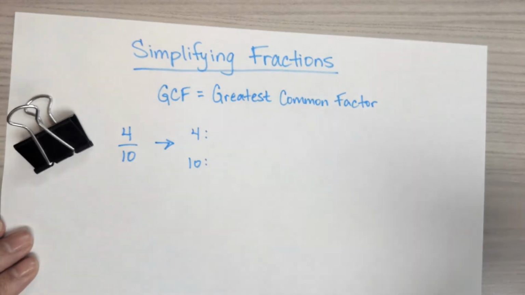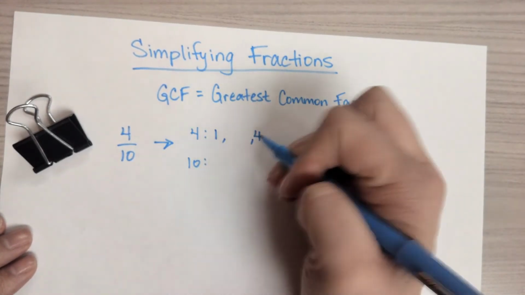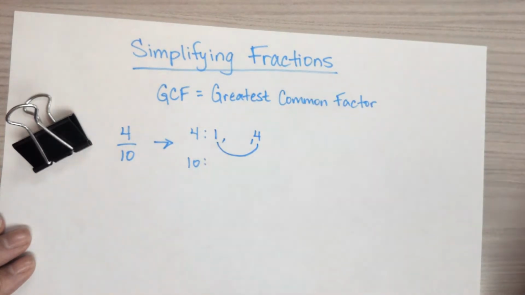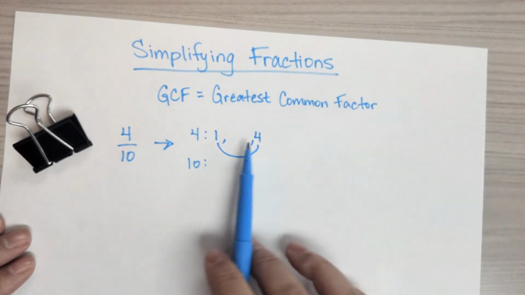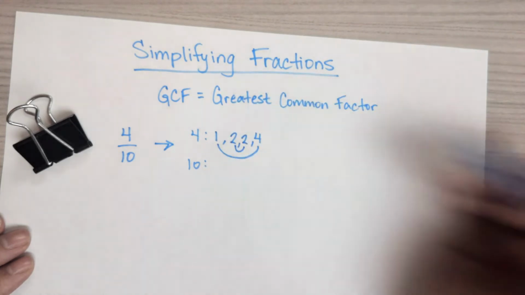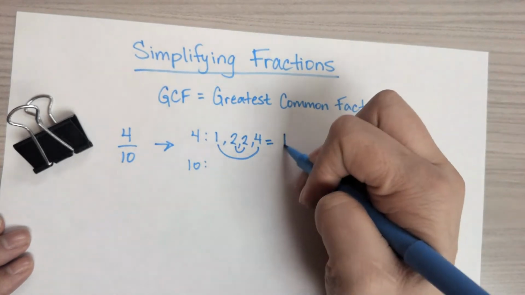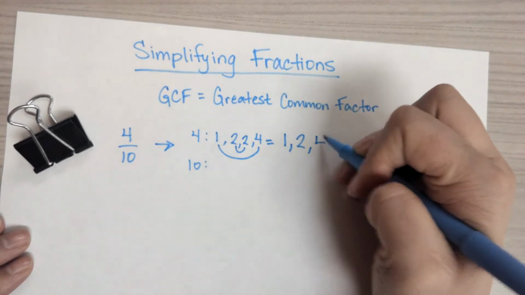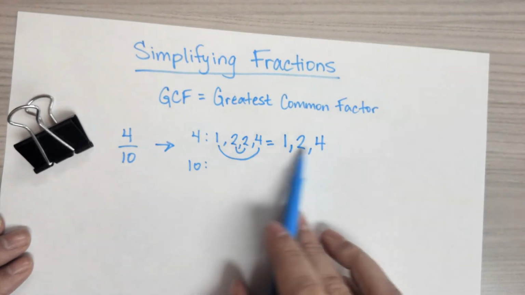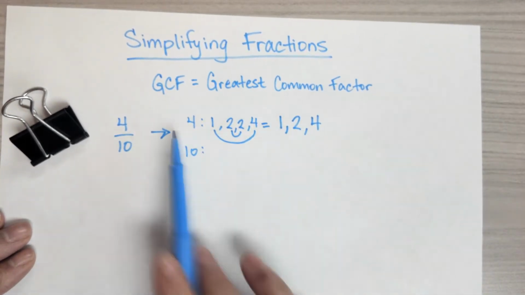In order to get 4, you would multiply 1 times 4. Some of the kids do this rainbow kind of chart, right? So we have 1 times 4 would equal 4, and also 2 times 2 would equal 4. So our factors of 4 are 1, 2, and 4. We don't have to write the 2 times. Those are our factors for 4.